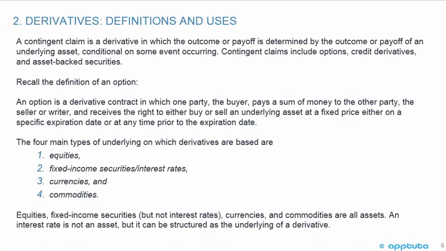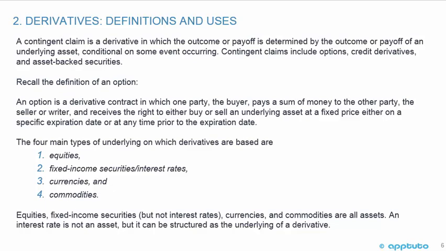The previous slide looked at forward commitments. Now we're going to look at contingent claims. A contingent claim is a derivative in which the outcome or payoff is determined by the outcome or payoff of an underlying asset, conditional on some event occurring. So contingent claims include options, credit derivatives, and asset-backed securities.